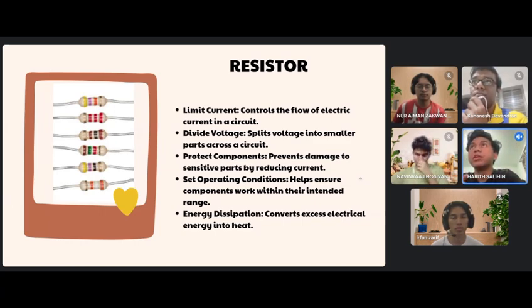And the third one is to protect components, which means that we can prevent damage to the sensitive components by reducing the current. And the fourth one is to set operating conditions, to help ensure the components work within their intended range. And the last one is energy dissipation, meaning that it converts excess electrical energy into heat.